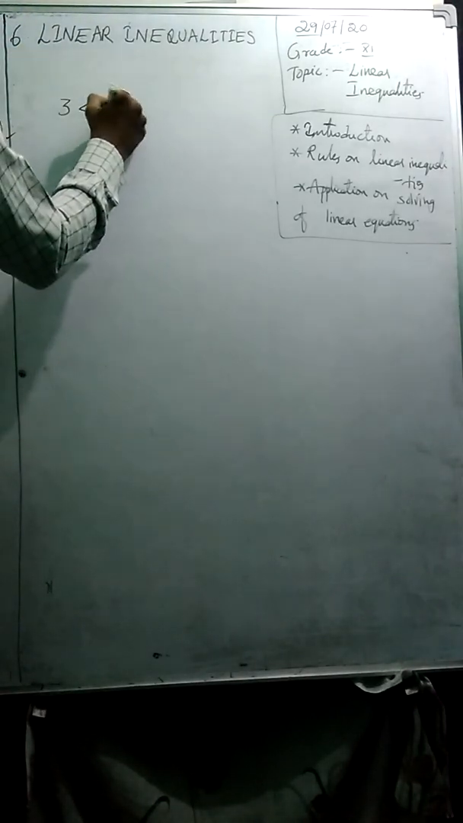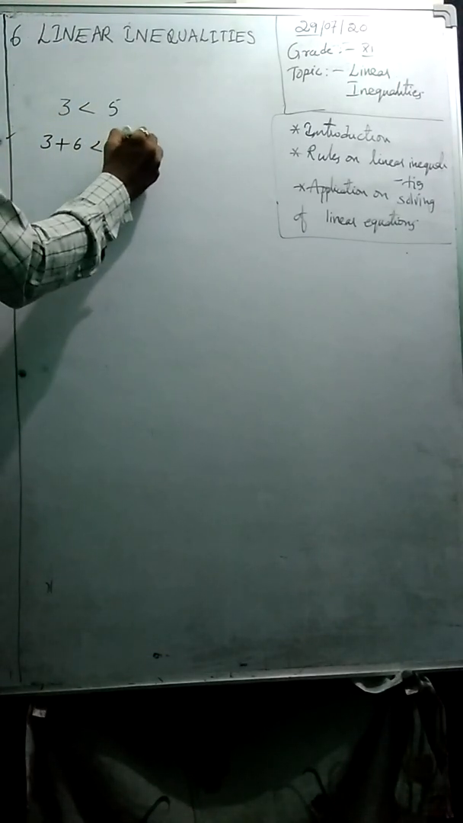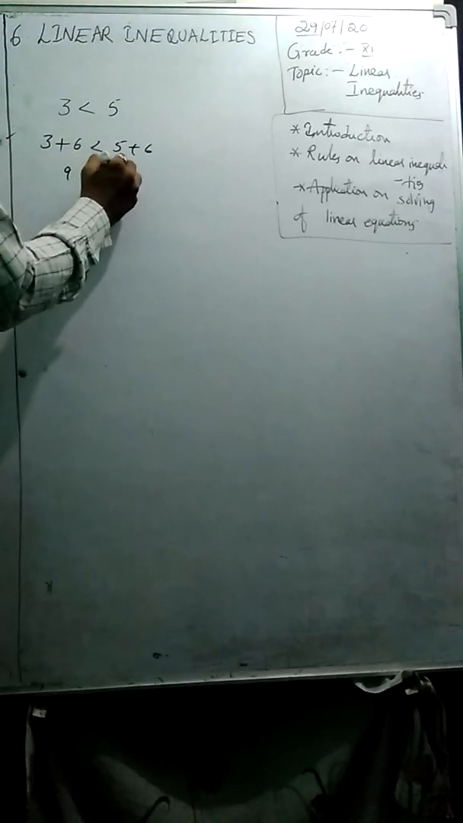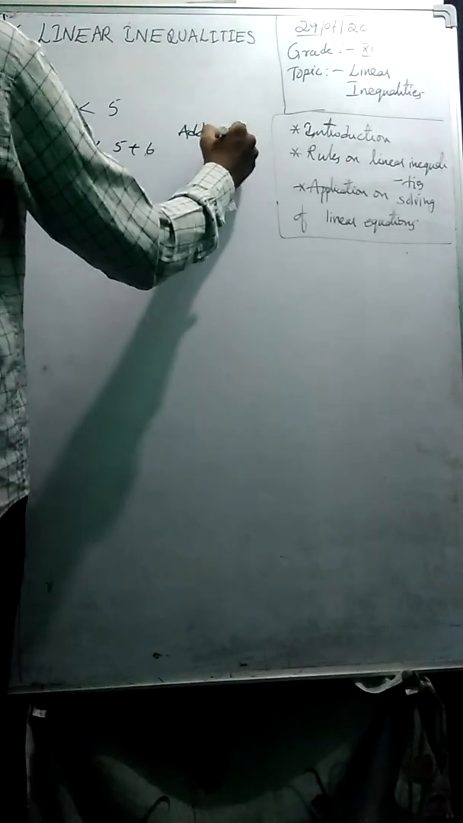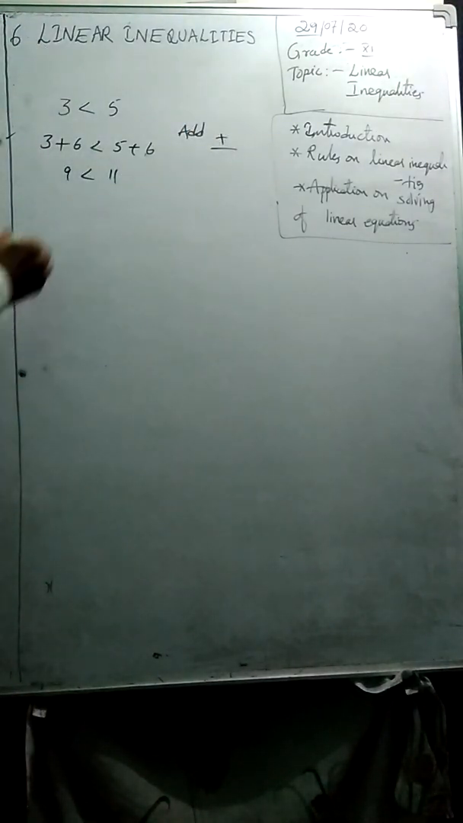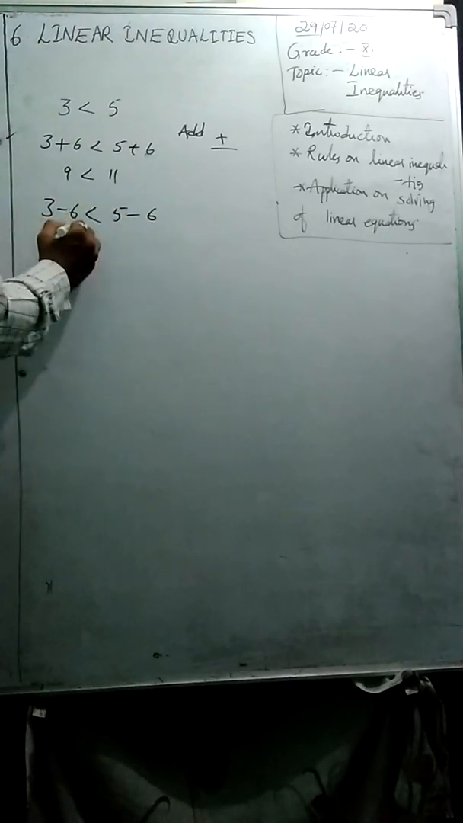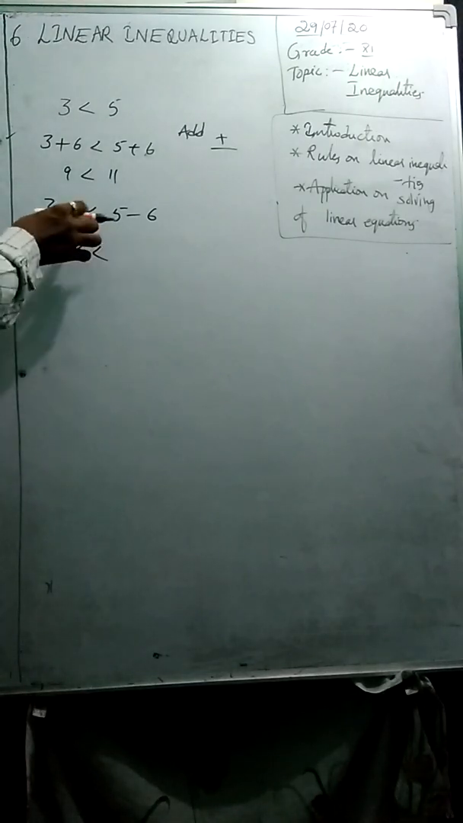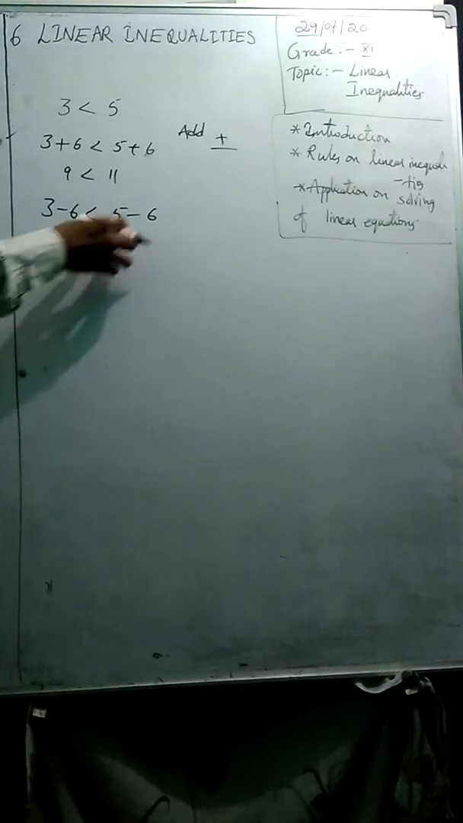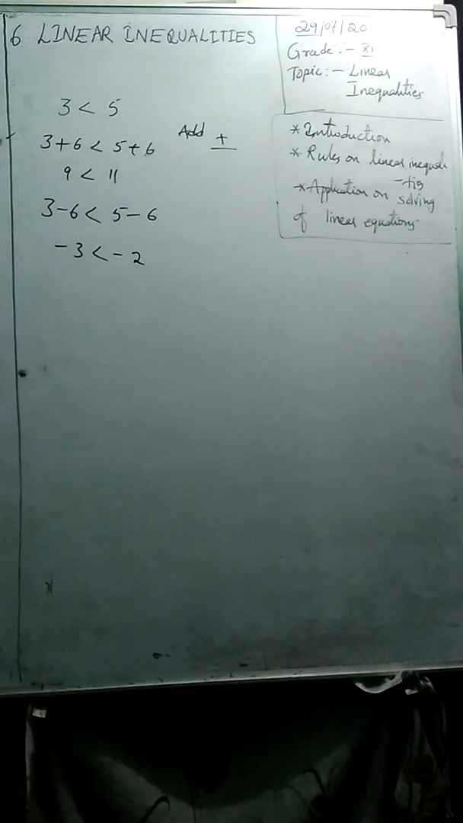Equal numbers may be added to or subtracted from both sides of an inequality. Example, 3 is less than 5. I added 6 on both sides. Is there any change in the inequality, students? No. So by adding some number, there is no change in the inequality. Same thing, I subtracted 6. So what is the result? We have minus 3 less than minus 1. So again there is no change in the inequality.